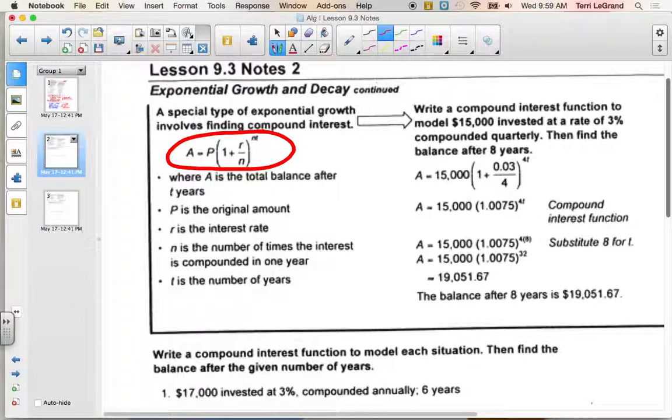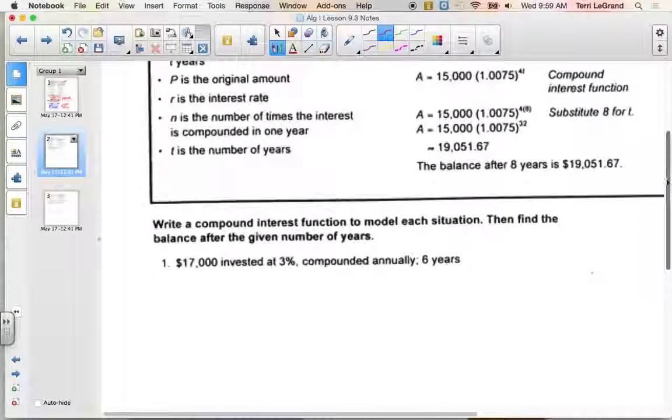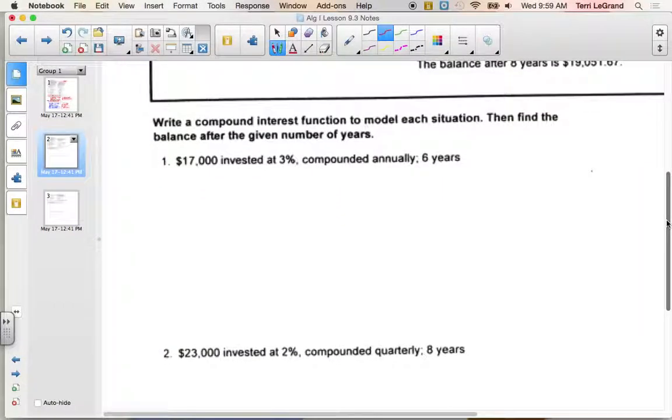Just like we have 4 quarters in our school year, right? Okay, quarterly, your N value would be 4. What if they said it was compounded monthly? We'd use 12 for N. Okay, so we have to know what we use for our N value by being able to identify the words that go with it. And then T is the number of years. Okay, so there's another example there for you to study on your own. Let's go and practice it together here.